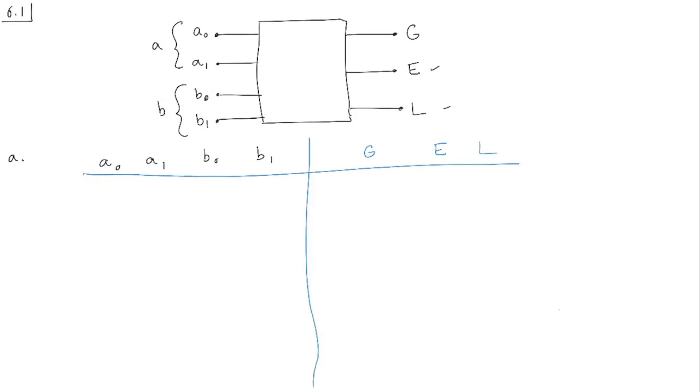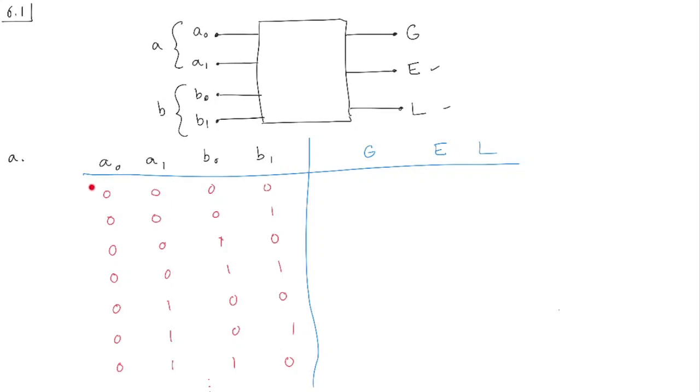And for A0, A1, B0, B1, you're going to have 16 combinations of inputs, right? So you can have 0 0 0 0, 0 0 0 1, 0 0 1 0, 0 0 1 1, 0 1 0 0, 0 1 0 1, 0 1 1 0, and so on and so forth till 1 1 1 1. Now what we want to do is see what the outputs are going to be.